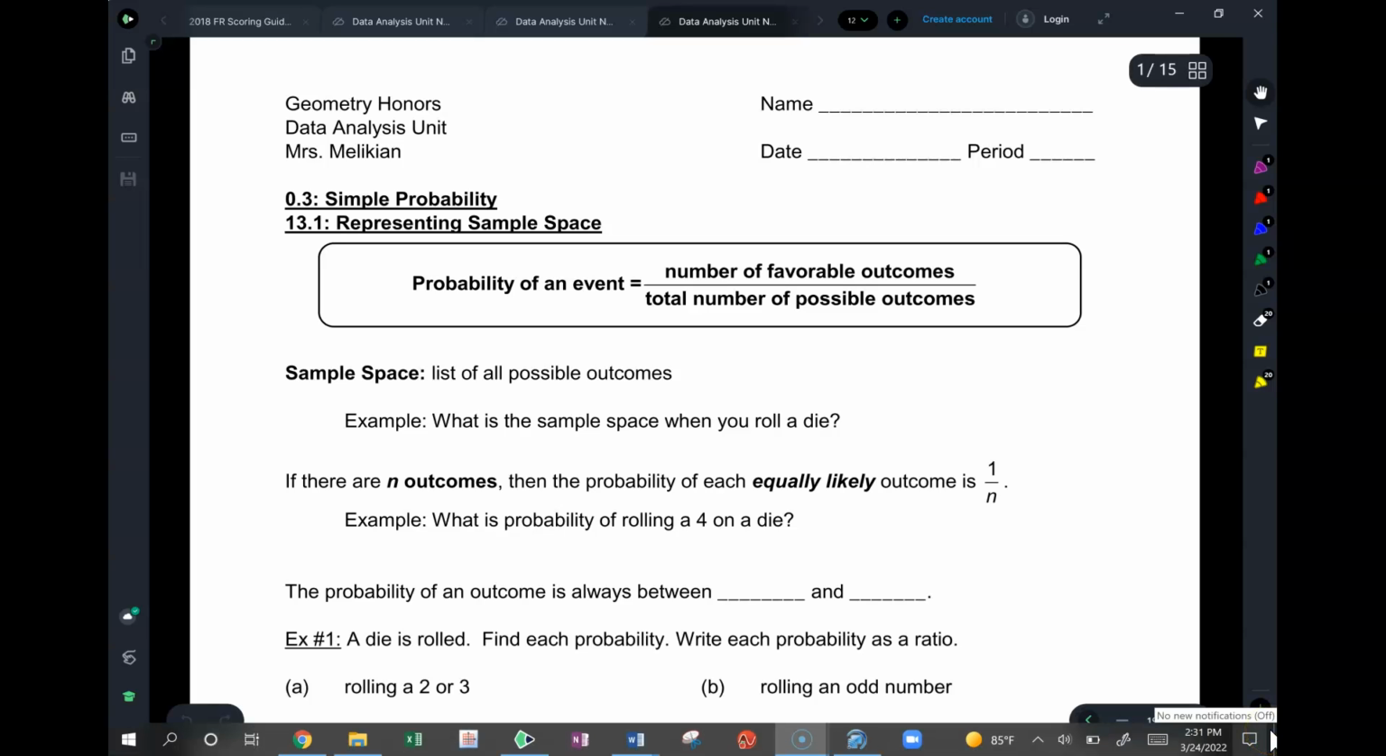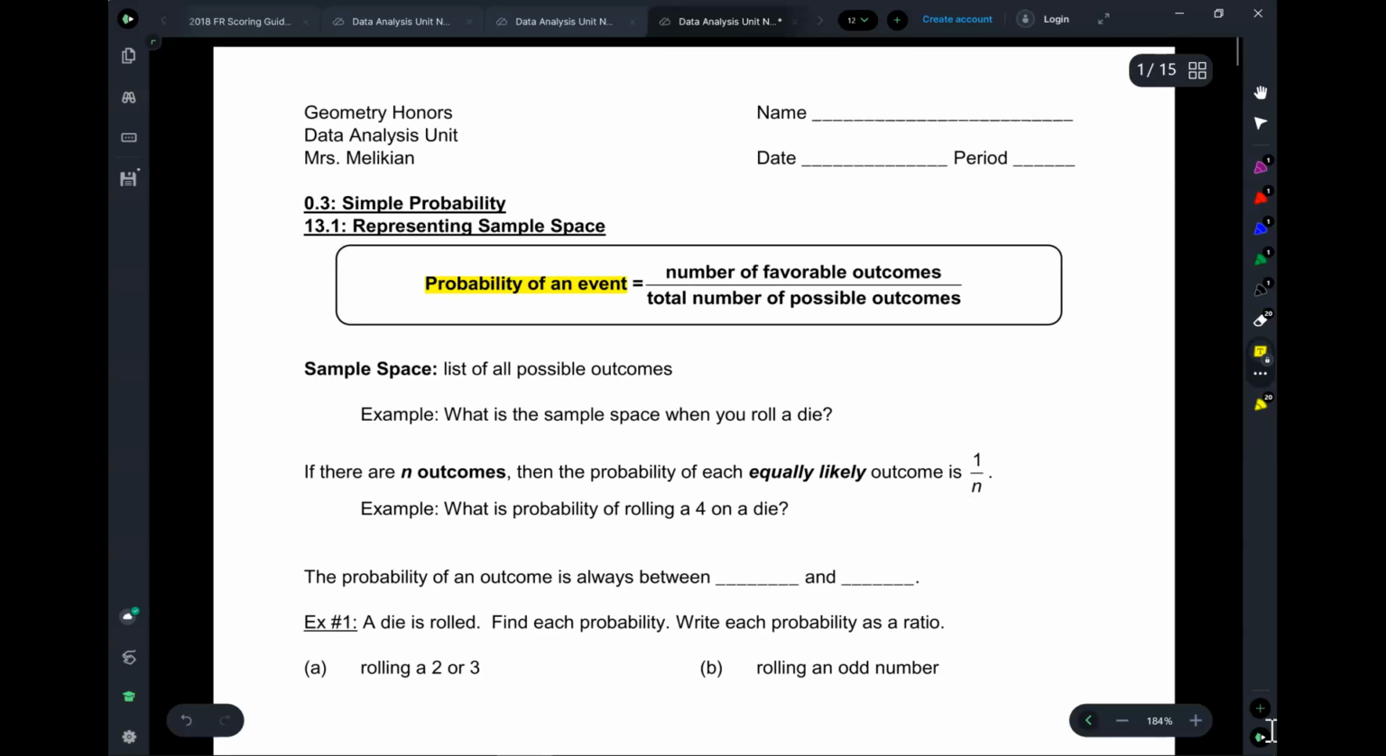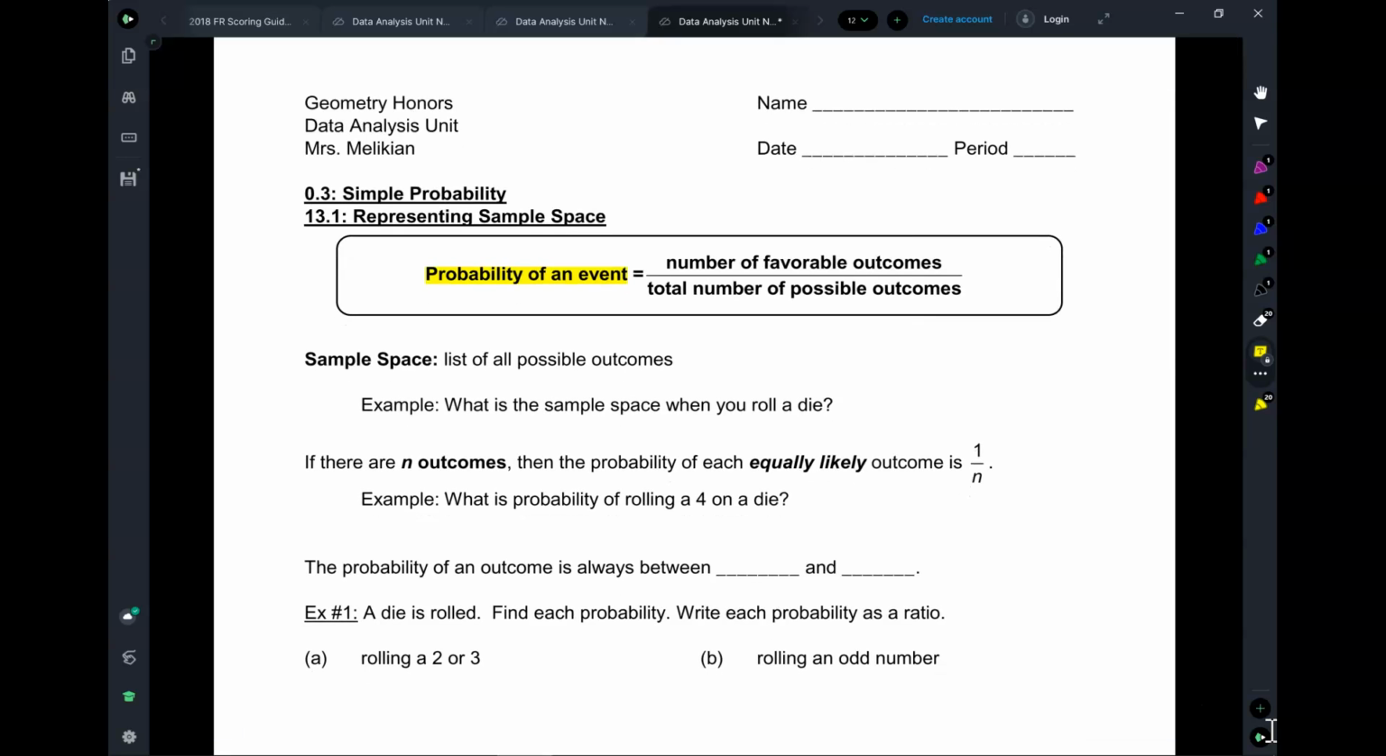Okay, so we're going to start by talking about probability. The first term we're going to talk about is probability of an event. And when we say event, we're not talking about the winter formal or a bar mitzvah or a birthday party. We're talking about just something happening. What is the probability when you flip a coin that you will get tails? That is an event.